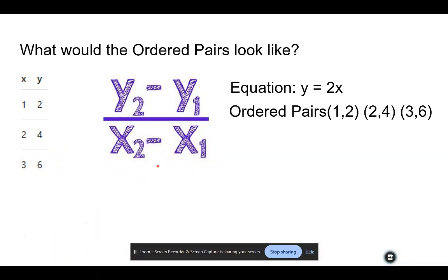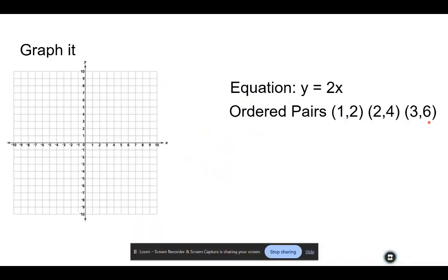All right, so we have our equation and we have our ordered pairs. The last thing we're going to do is plot these points on a graph. This will probably be the easiest: if you have the ordered pairs, just plot the points and then connect the dots. My first ordered pair is 1 and 2, so I start at the middle, go to the right 1 and up 2. Next one is 2 and 4, so I start at the middle, go to the right 2 and then up 4. And the last one is 3, 6, so I start in the middle, go to the right 3 and go up 6.